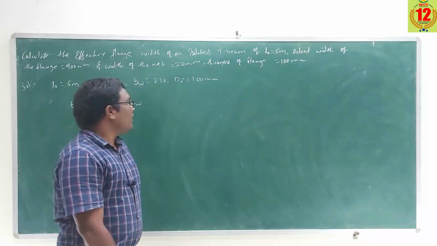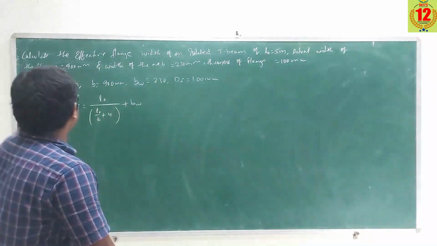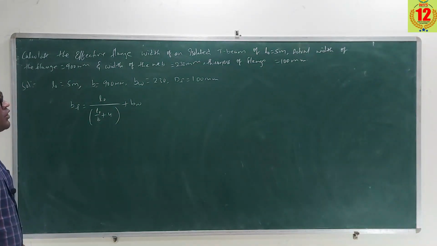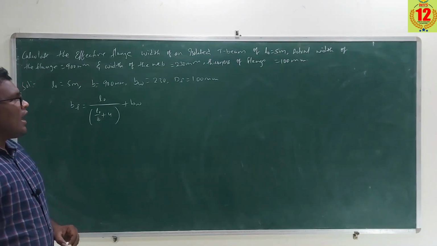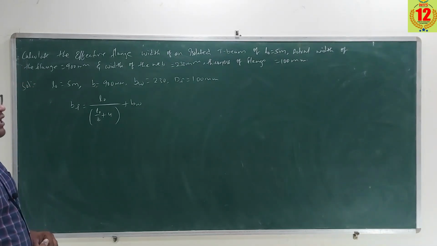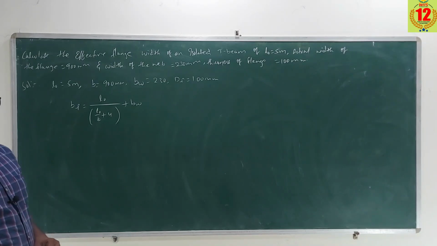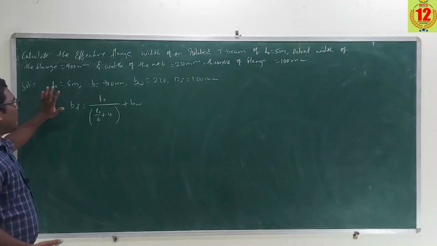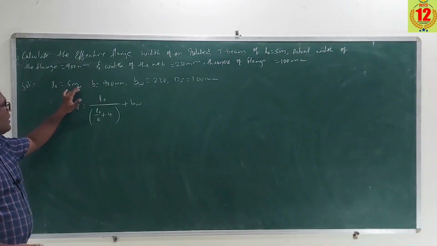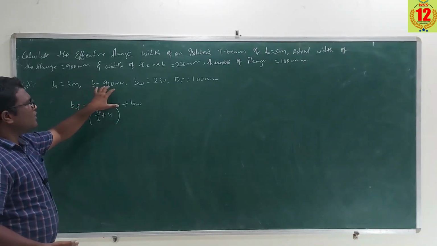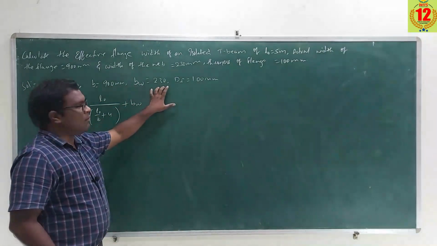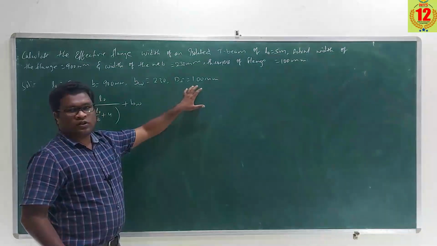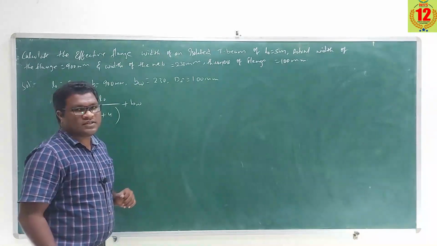Okay, and now let us go with another problem. Calculate the effective flange width of an isolated T beam of L0 equals 5 meters. The actual width of the flange is 900 mm and the width of the web is 230 mm. Thickness of flange is 100 mm. This is the given data: L0 equals 5 meters, B equals 900 mm, BW equals 230 mm, and DF equals 100 mm.